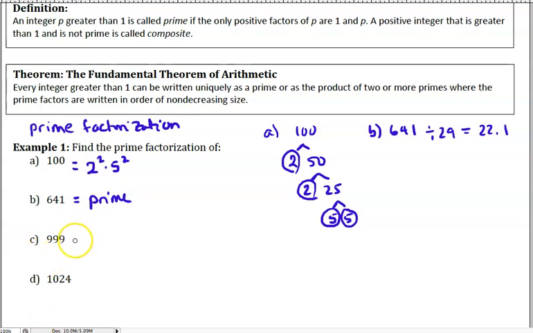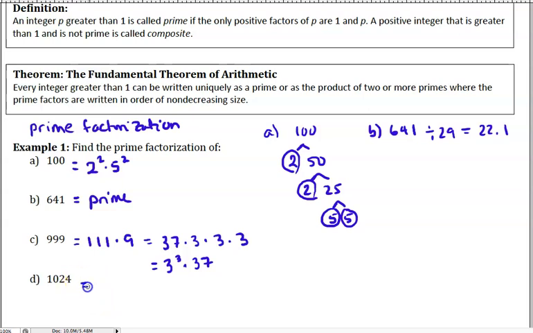All right, let's look at C, 999. So you can do the factor tree. Sometimes I just do it in one line. Well, 999 is 111 times 9, and 111 looks like it divides by 3. So this is 37 times 3, and 9 is 3 times 3. You don't have to do the whole tree thing. You're basically just going to split it up until you get all primes. So 37 is a prime, and the 3s are primes. So I can write this as 3 to the 3 times 37.